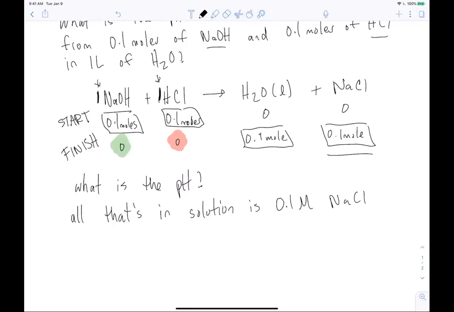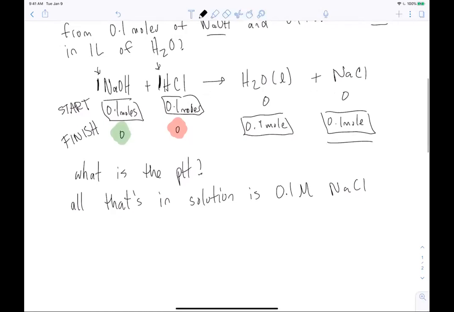All right, so all that's in solution is 0.1 molar sodium chloride. So what's our pH going to be? Another way of asking the question is, what is the pH of a 0.1 molar solution of sodium chloride? Okay, so sodium chloride, is it acidic or basic? The answer is it's neither. Yeah, none. Thank you, Sahaj and Maria.